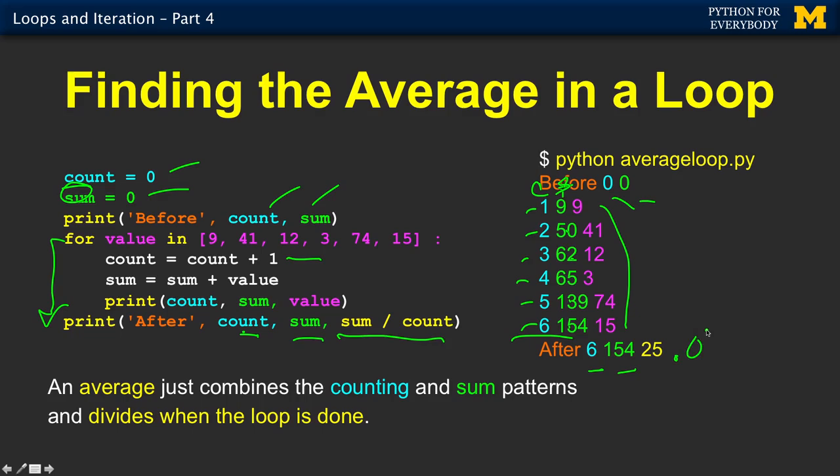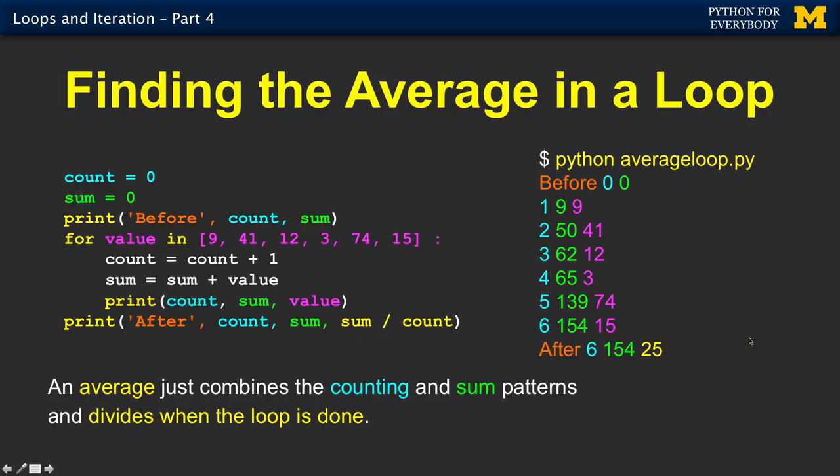Okay, and so we divide sum by count, and now we have calculated the average. Actually, this should be 154 divided by 6. I think that should be 25.6666 or something like that. Okay, so you get the idea. And so you sum, and so you can do more than one of these things in a particular loop.